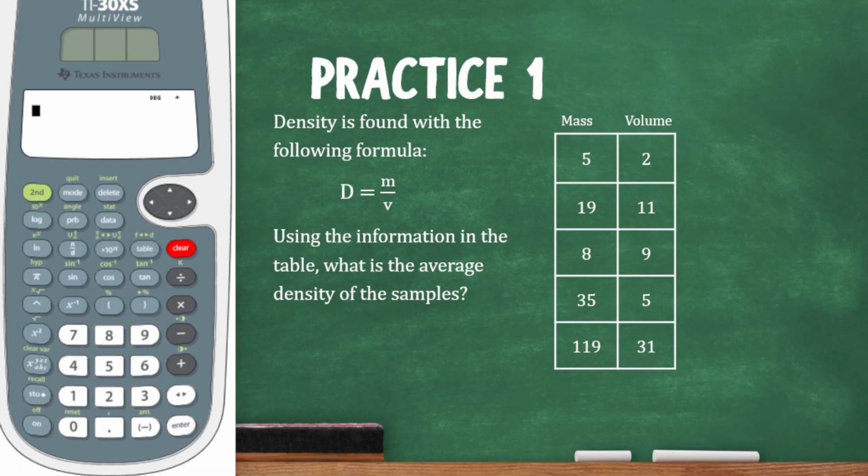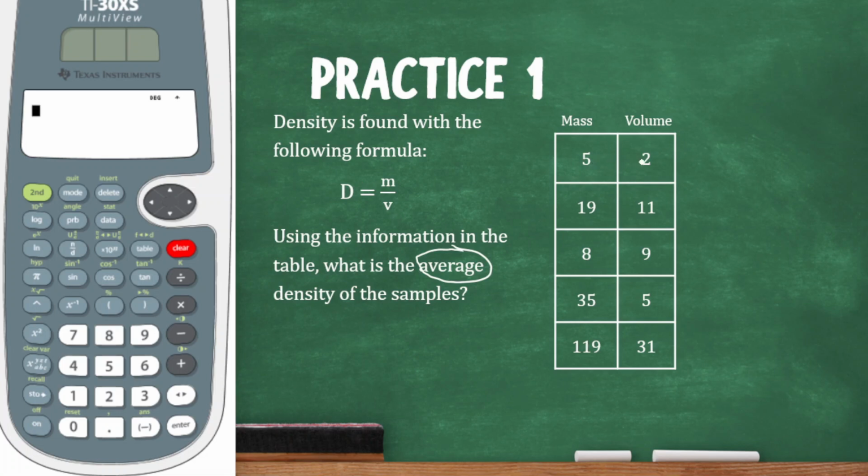All right, let's try a practice problem. Pause the video if you want to try it on your own first. Density is found with the following formula. D equals M divided by V. Using the information in the table, what is the average density of the samples? So we want to find the average, which is the mean, but we want to find the average density, and they don't list the density here. They just give us this formula. We have an M and mass starts with M, and we have a V and volume starts with V. So we can probably assume that density equals mass divided by volume.